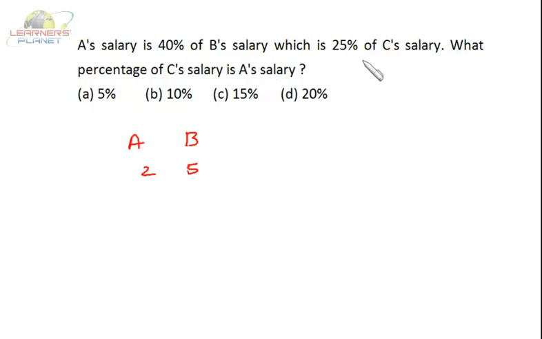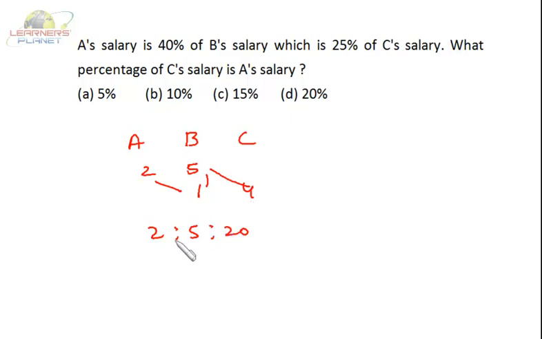Then B's salary is 25% of C's salary. That means B is to C is 1 is to 4. Okay. So we have to find out the ratio of A is to B is to C, and finally we have to find out the ratio between C and A. Okay. So it's 2 is to 5 is to 20. We are multiplying like this. This technique I have discussed in the chapter ratio and proportion.